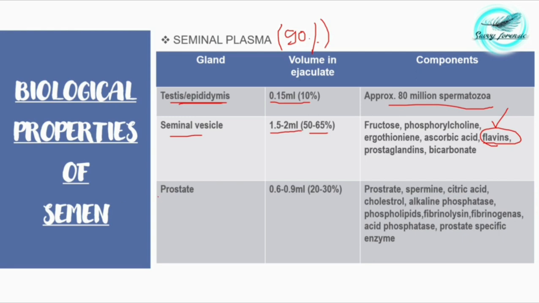Then the prostate gland constitutes 20 to 30% of the ejaculate, which is roughly 0.6 to 0.9 ml. It consists of spermine, citric acid, cholesterol, alkaline phosphatase, phospholipid, fibrinolysin, fibrinogenase, acid phosphatase, and the prostate-specific antigen, major components that are used for the detection of semen. So from here you can infer that the seminal vesicle gland constitutes the major portion of the ejaculate, just 50 to 65%. Let's move further.